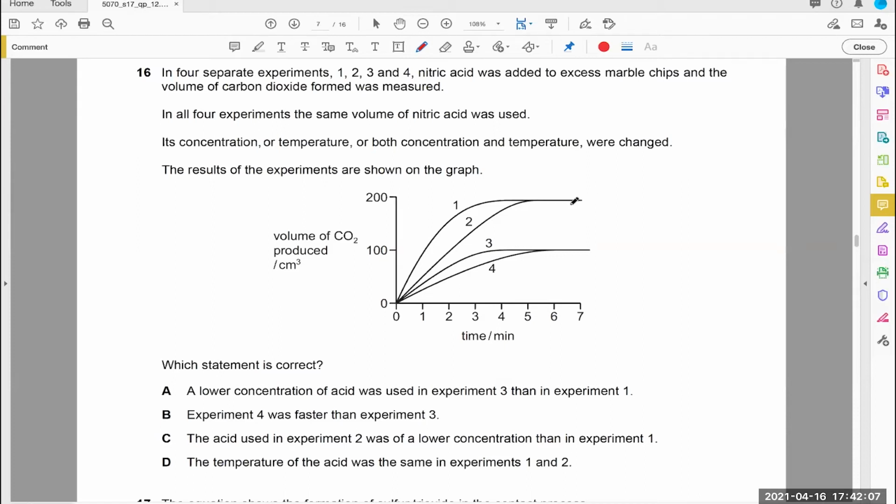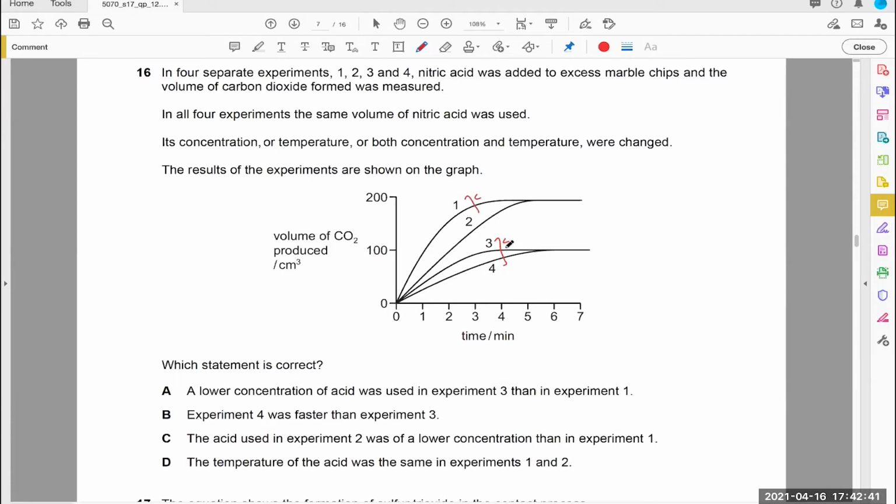1 and 2 are producing the same amount. So 1 and 2 have the same concentration. And 3 and 4 are also producing the same amount, so they also have the same concentration. So 3 and 4 की concentration same है, और 1 and 2 की concentration same है. But 1 is faster because it is possible कि 1 की amount ज़्यादा थी compared to nitric. Amount ज़्यादा नहीं हो सकती. Maybe the temperature was higher. ठीक है? And same for 3, that 3 and 4 had the same concentration, but maybe 3 was happening at a higher temperature.